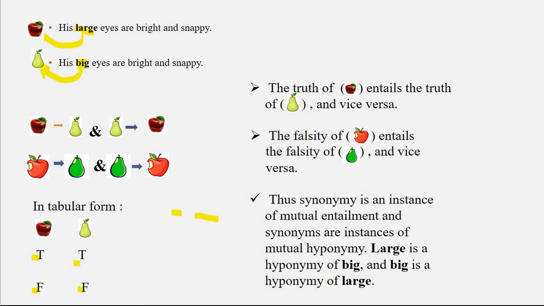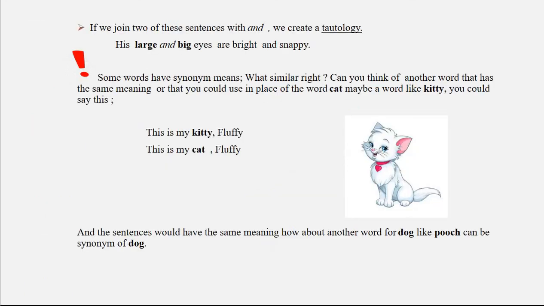And here, large is a hyponym of big and big is a hyponym of large. So you can see that's why if one of them is true, the other one must be true. And if one of them is false, the other one must be false, because they are mutual hyponyms of each other. And if we join two of these sentences with and, we create a tautology, I mean an unnecessary repetition. His large and big eyes are bright and snappy. So you see that large and big are a tautology, I mean unnecessary.